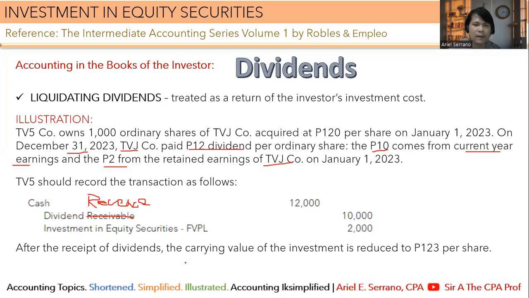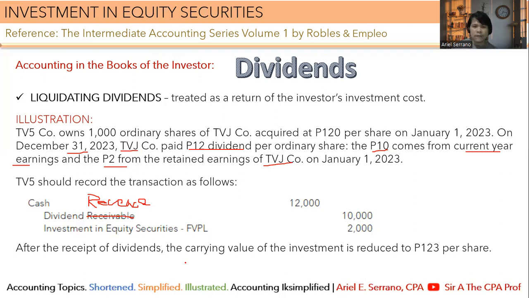It came from the retained earnings account. Okay? So, class, please take note of this journal entry and then the corrections. I have two corrections that I need to edit.